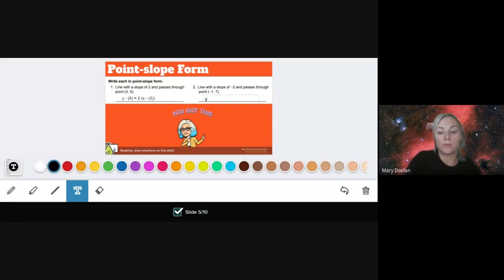so it's going to be in the form y minus something equals slope times the quantity of x minus, well, something. And so you have to figure out what's going to go in each set of parentheses and what you replace the m with. Okay, so you're going to try number 2 right now, and I'm going to give you, let's say, about 3 minutes to do this one.